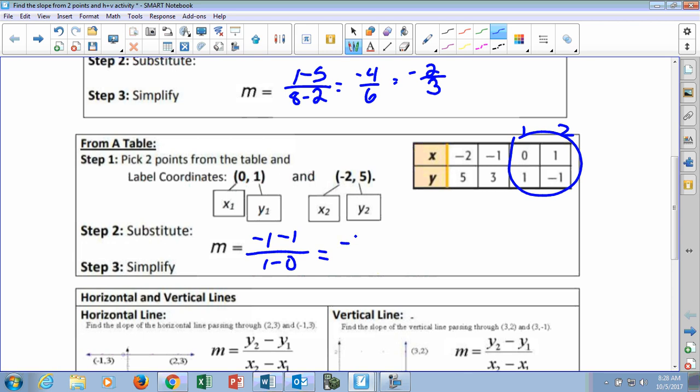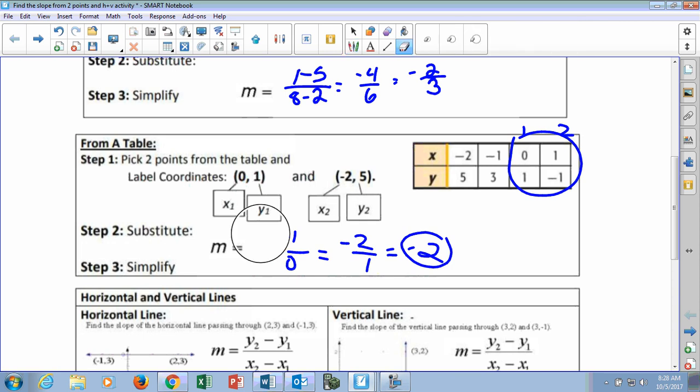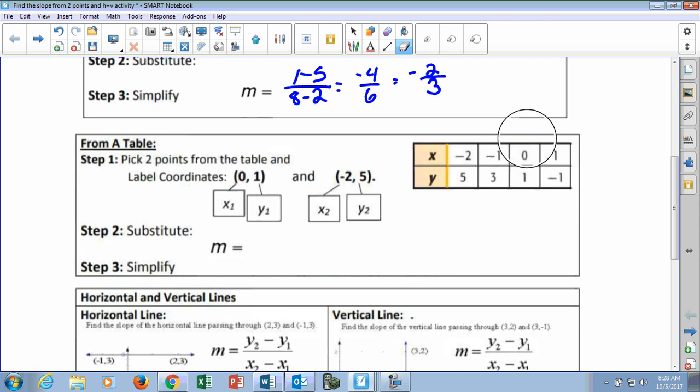What's 1 minus 0? 1. Come up with the same answer using two totally different points. See how that works? If you still don't believe it yet, what was the one you guys used, Tim? Second and the fourth one? So this one and this one?